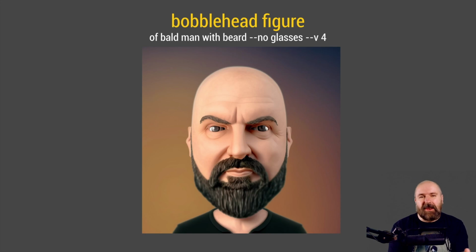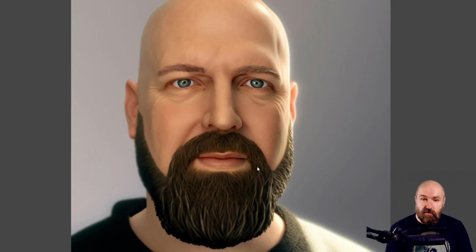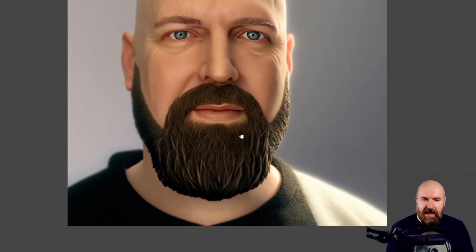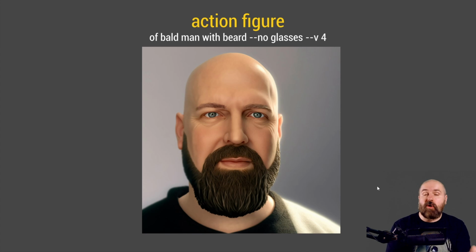Next, we have the bubble head figure, and I absolutely love that style and how funny it is with this huge head. You can almost feel how the head is wobbling around. After this, we have the action figure. Now, this is a little bit hard to see. When you zoom in here, though, you can see that the beard is kind of made of plastic, and also you can see from the clothing how this is a thin, cheap material as you would find on an action figure. I think with a bit more work on the prompt, you can get even better results.